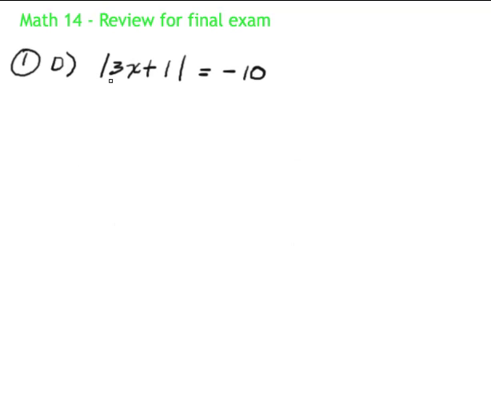In 1d, we have the absolute value of something equal to a negative number. Since an absolute value is always greater than or equal to 0, it can never be equal to minus 10. So we just write no solution.